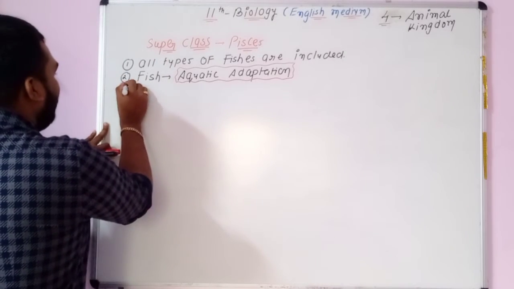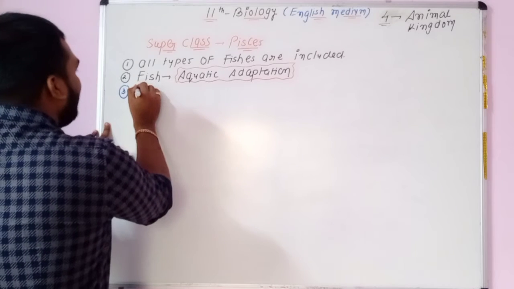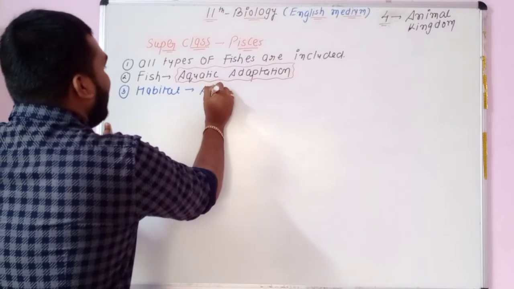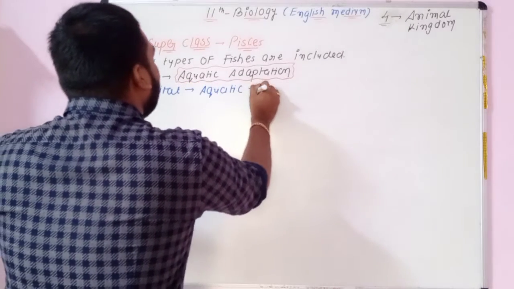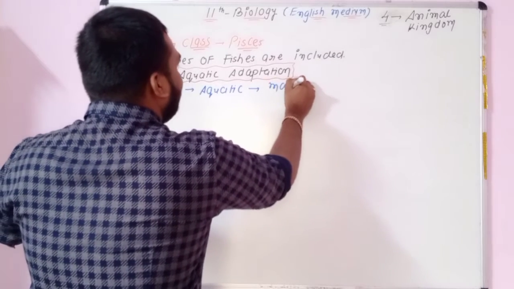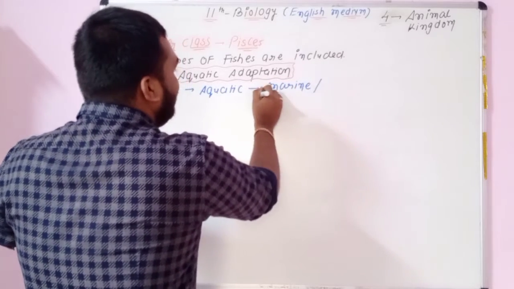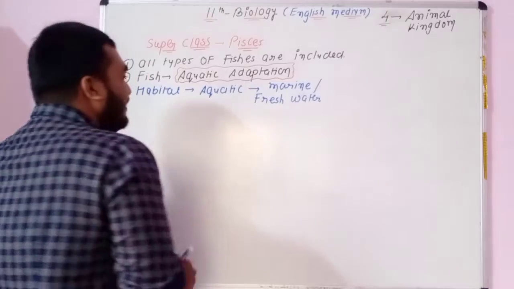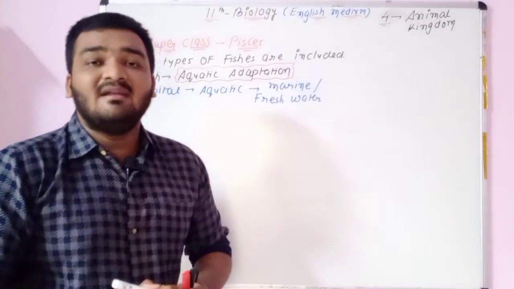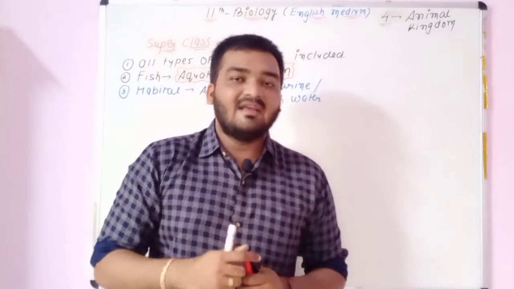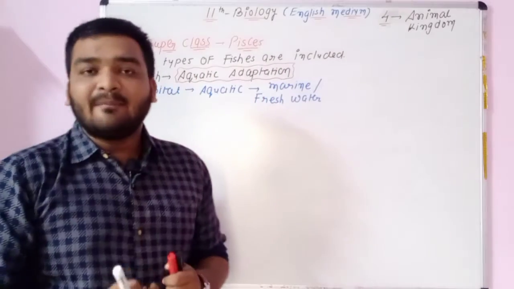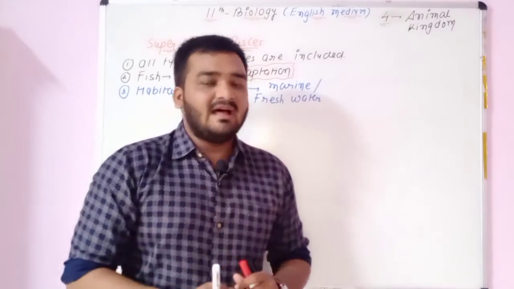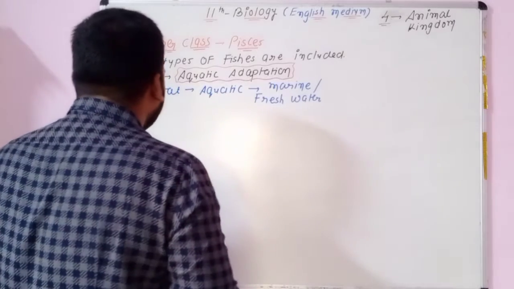While if we talk about the third point, the habitat, then generally all are aquatic. Some are marine, while others are found in fresh water. What will be an example of marine? Marine means salty water. Sea as well as ocean are examples of marine water, while lake as well as pond and river are examples of fresh water. So that is all about the habitat.